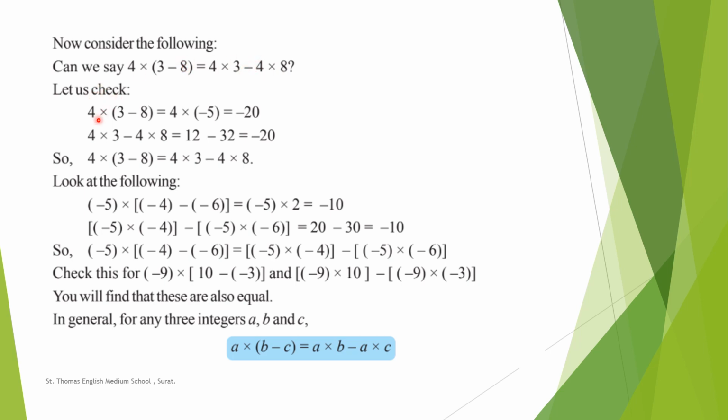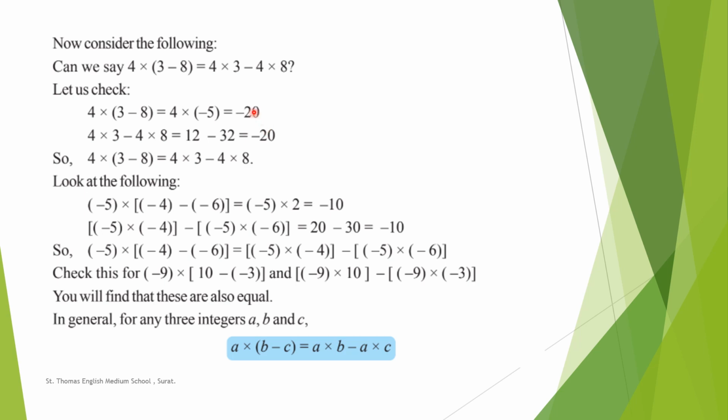Let us check 4 multiplied by (3 minus 8). 3 minus 8 is minus 5. 4 into minus 5, the answer is minus 20. Now 4 multiplied by 3 minus 4 multiplied by 8. 4 3s are 12 and 4 8s are 32. 12 minus 32, the answer is minus 20.